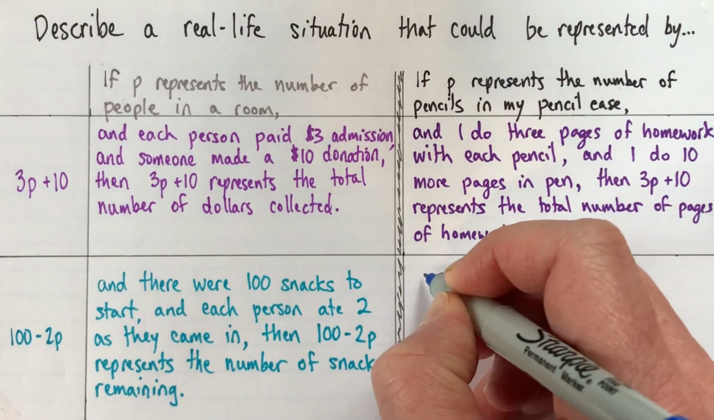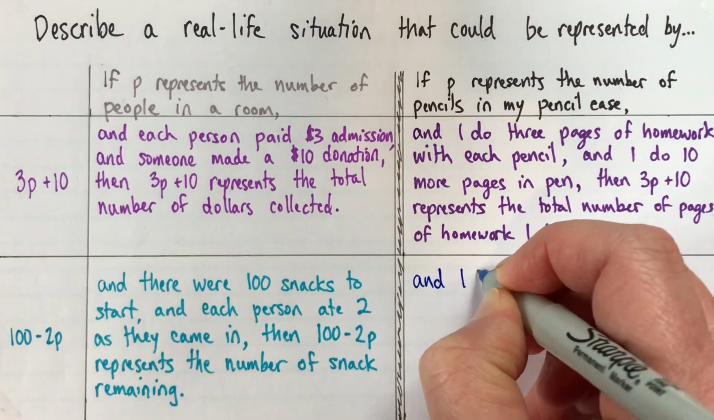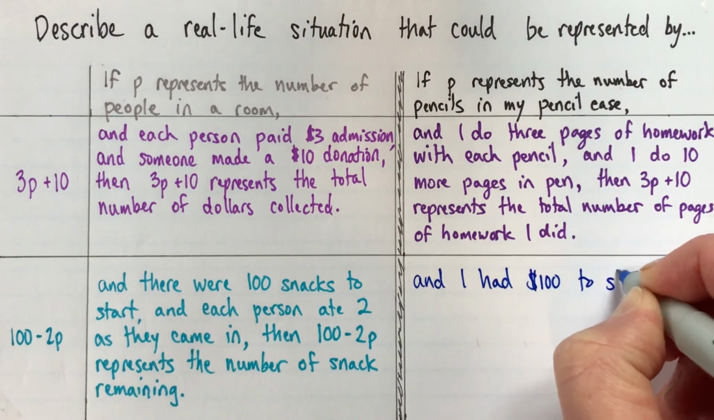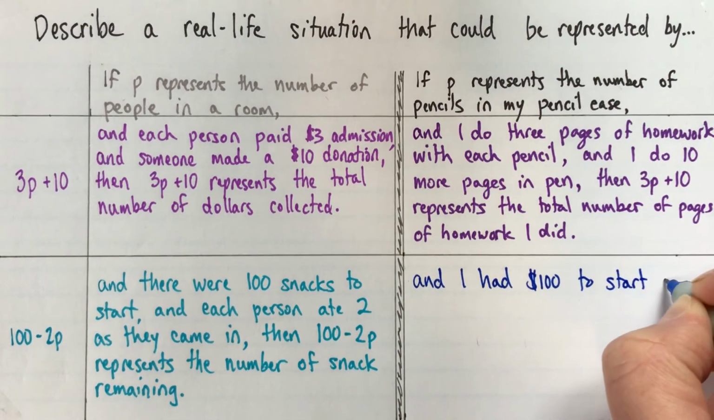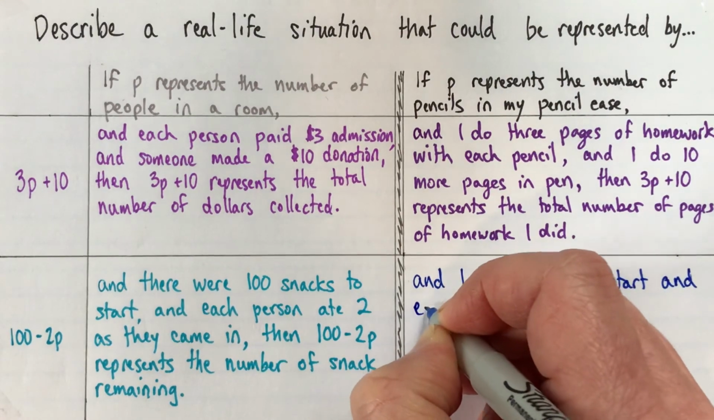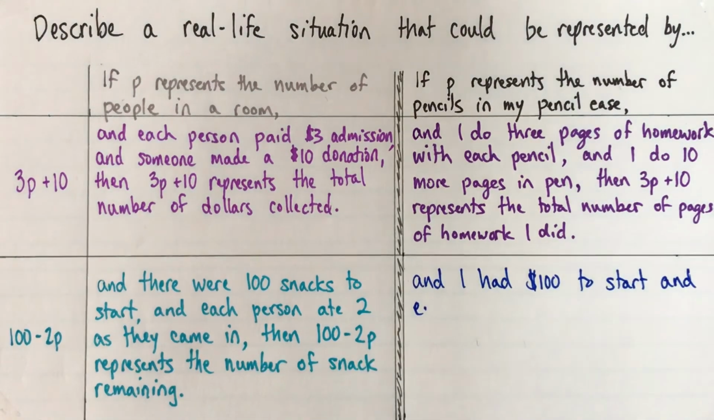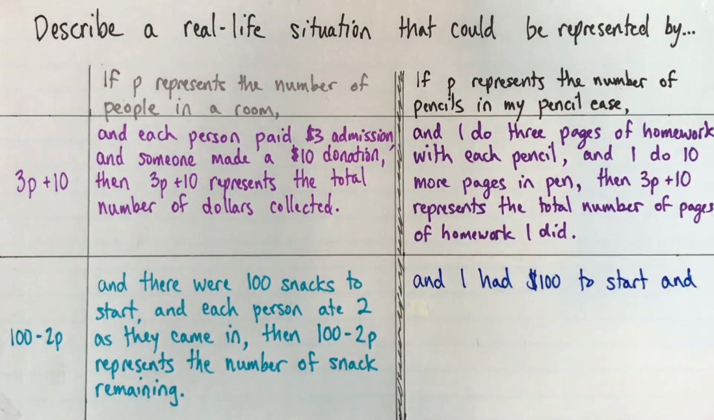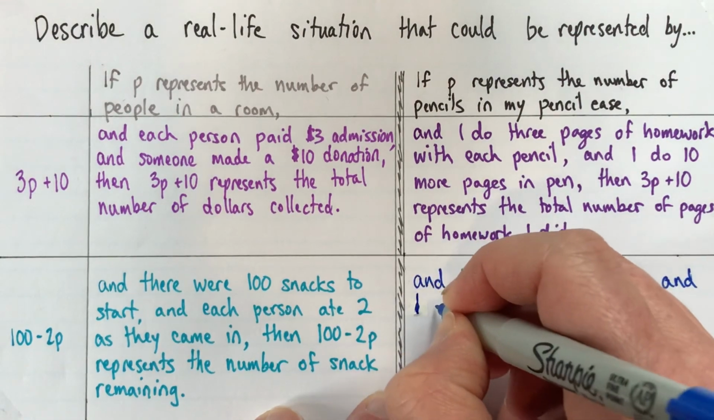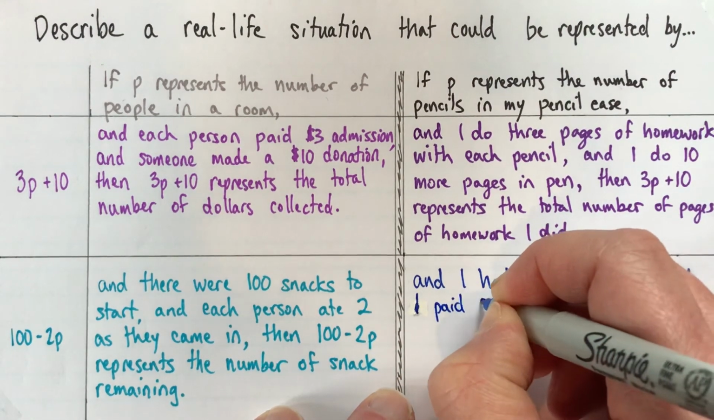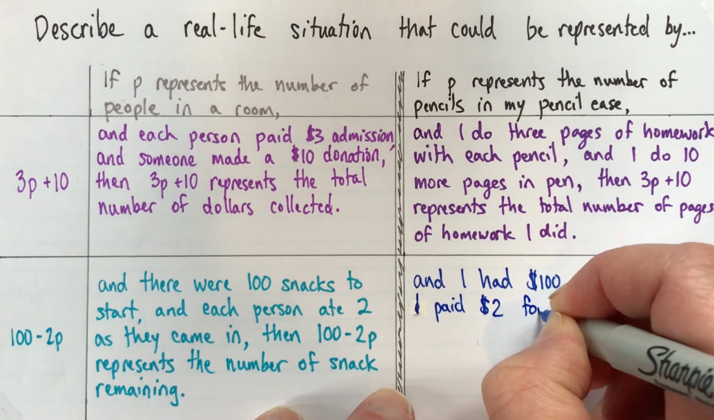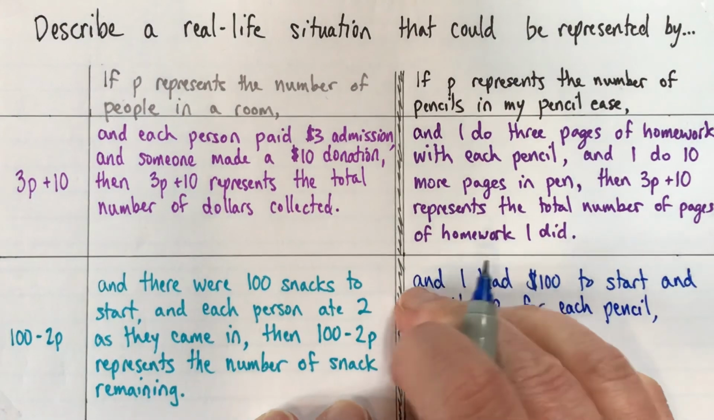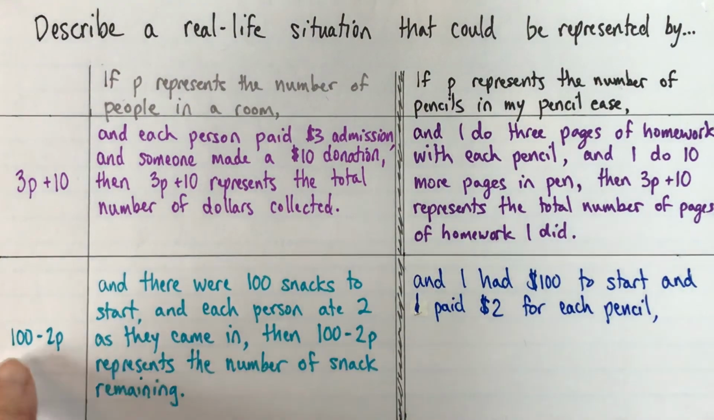All right, let's write this down. I had $100 to start. And let's say I paid, I was going to write each pencil cost, but I think it's more clear to say I paid $2 for each pencil. Then this would be how much we have left.